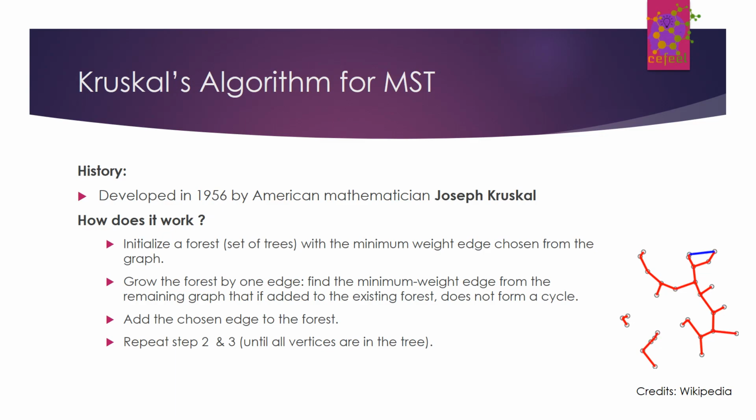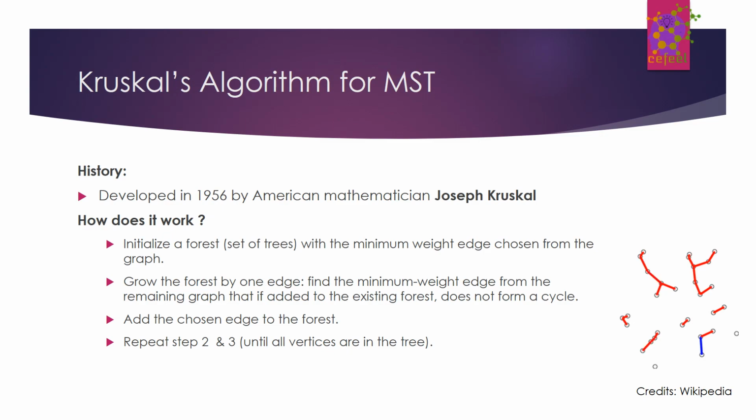So the idea is pretty simple. At every step, grow the forest by adding one edge, which is the minimum edge from the remaining set of edges, such that it doesn't form a cycle with our existing set of edges. The reason why? Because if we have a cycle, then we no longer have a tree. Remember, trees don't have cycles. And we keep repeating this step over and over again till we are able to span all the vertices in the tree.